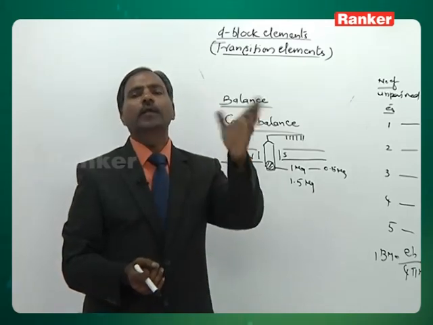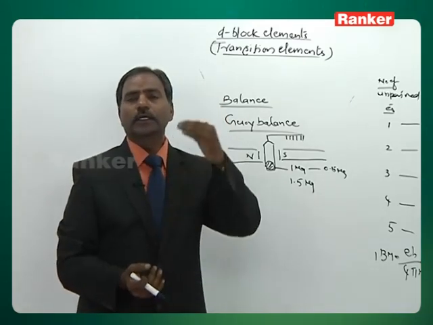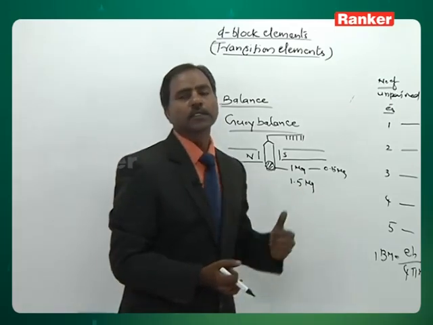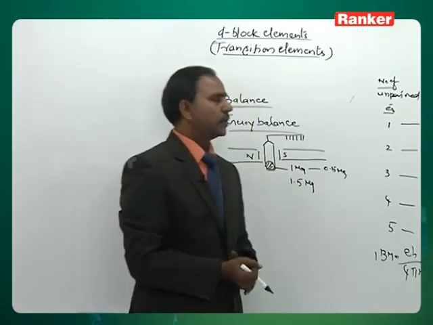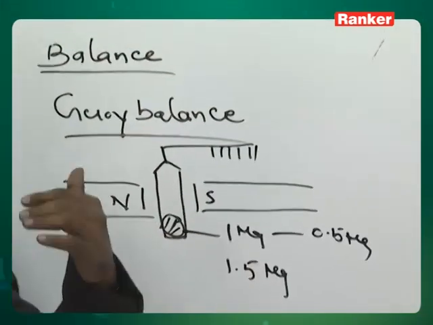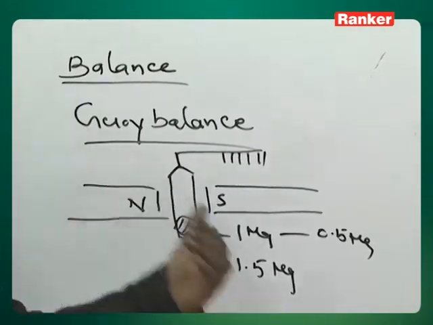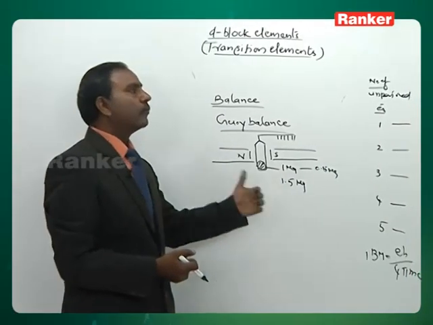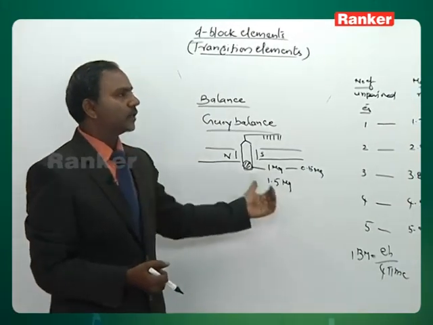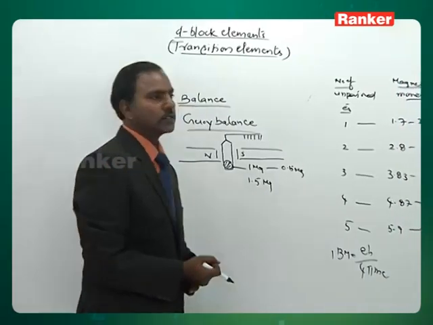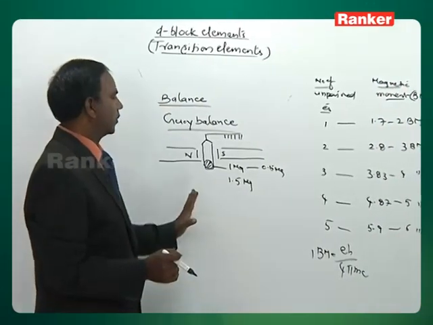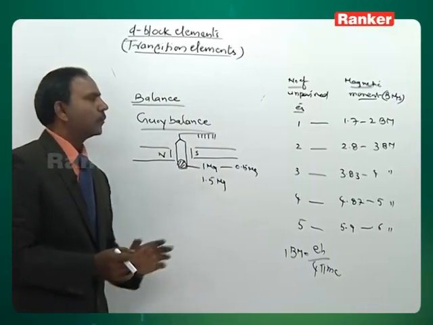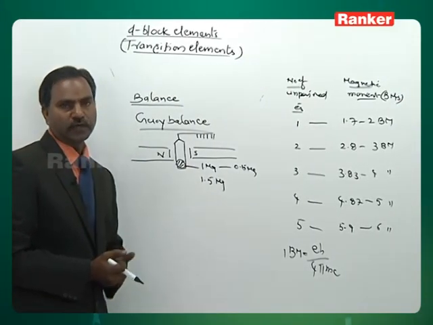The increase in the weight you can easily calculate. Based on the increase in the weight, you can calculate the number of unpaired electrons in that particular substance. This is the way we calculate the magnetic moment. Based on the magnetic moment, we can say how many unpaired electrons are there in a given substance. This is about the magnetic balance and how we calculate the magnetic moment of a given substance.